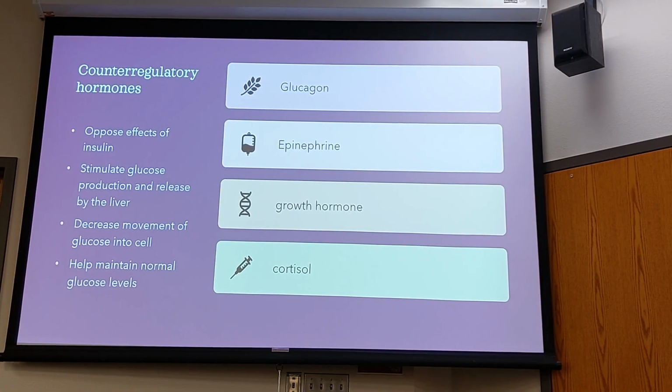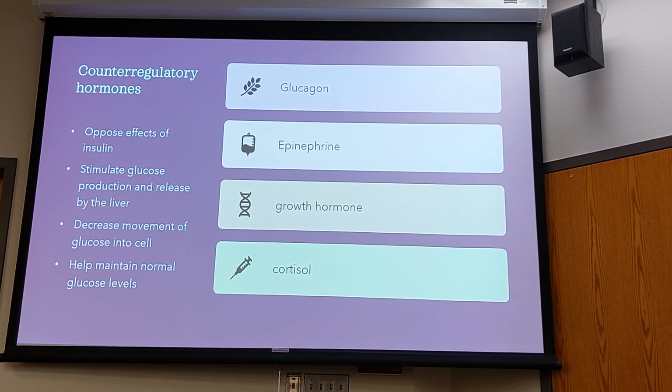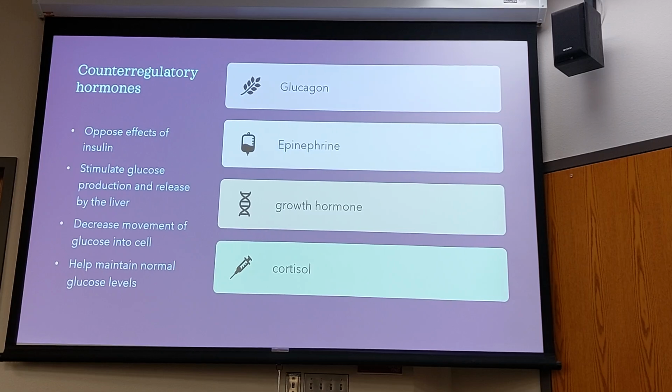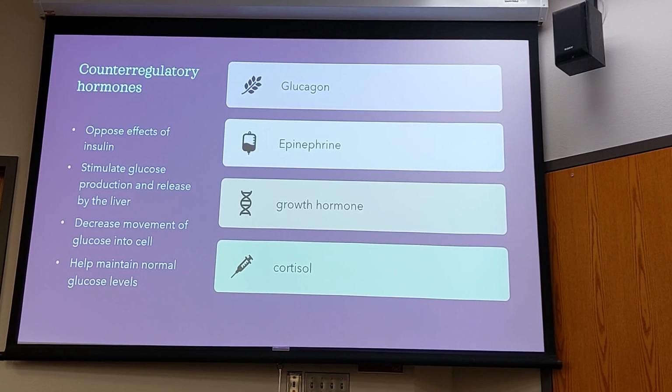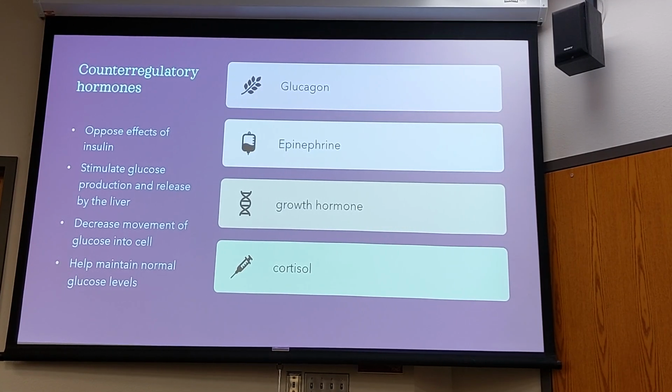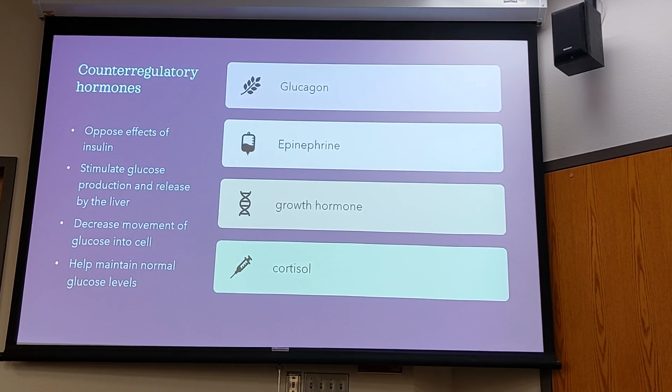Okay, so I talked a little bit about the glucagon here, but there are some other counter-regulatory hormones that act when our blood sugar is low, so it kind of has that opposite effect. It opposes insulin, it stimulates glucose production and release by the liver: epinephrine, growth hormone, and cortisol. Cortisol's a big one too. So times of stress, it's stimulating more glucose at that point too. Or if you're on corticosteroids, this is why we're gonna have increased blood sugars.